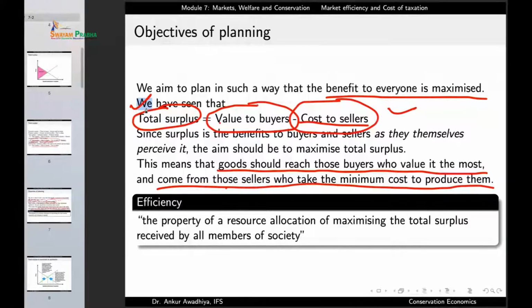So in the case of a proper planning, we are trying to maximize the surplus of the society. We are trying to maximize the buyers as well as the seller's surplus, or the producer as well as consumer surplus. And in that case, what we are saying is that we should produce more and more of those goods that have a higher value, and these goods should go to those people who value them the most. Because in that case, the buyer surplus will be, or the consumer surplus will be maximized.